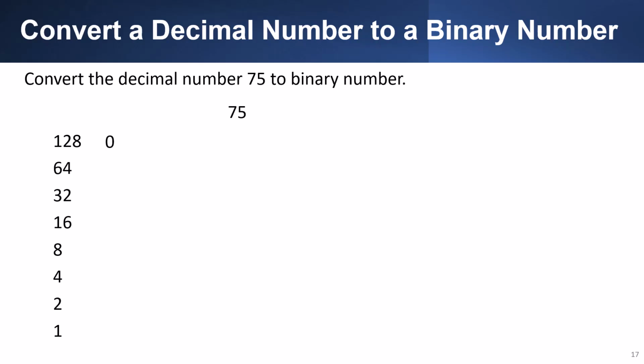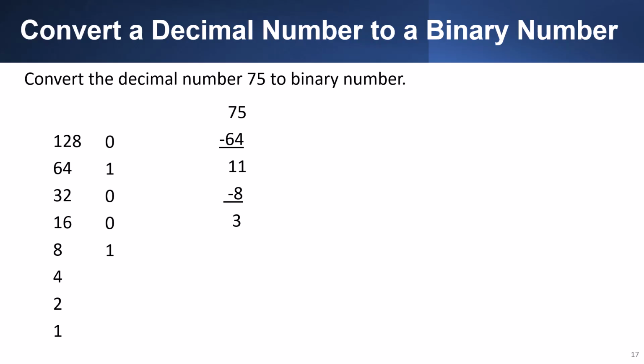Next, can you subtract 64 from 75 and still have a non-negative number? Yes. Put a 1 next to 64 and subtract 64 from 75. Next, can you subtract 32 from 11 and still have a non-negative number? No. So put a 0 next to 32. Can you subtract 16 from 11 and still have a non-negative number? No. So put a 0 next to 16. Can you subtract 8 from 11 and still have a non-negative number? Yes. Put a 1 next to 8 and subtract 8 from 11.